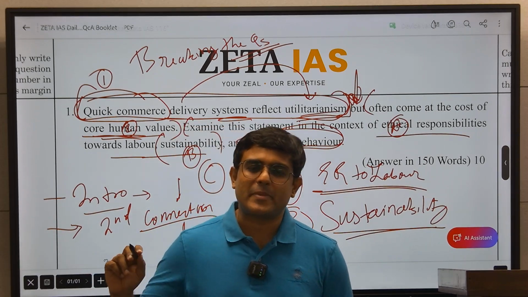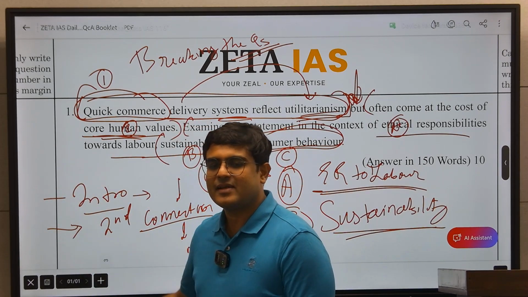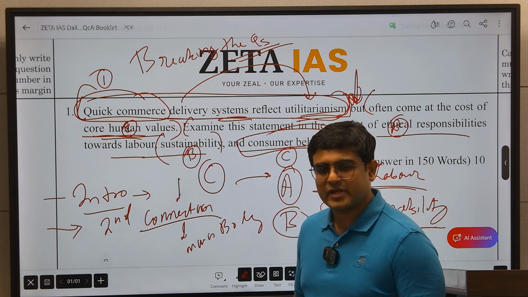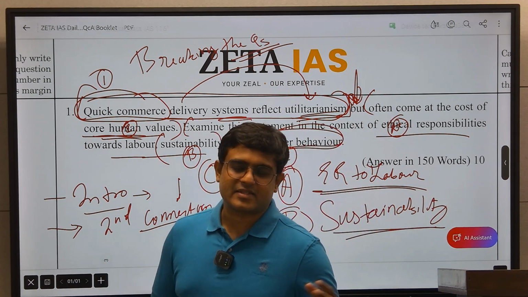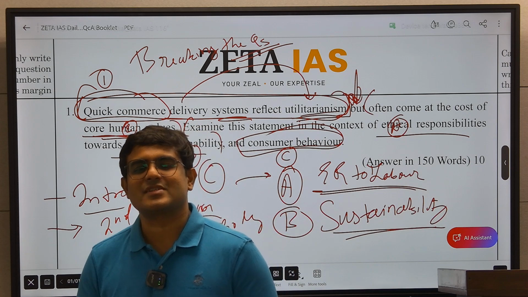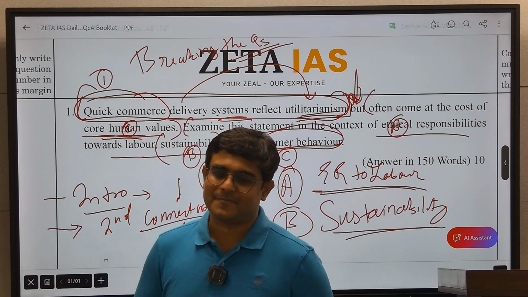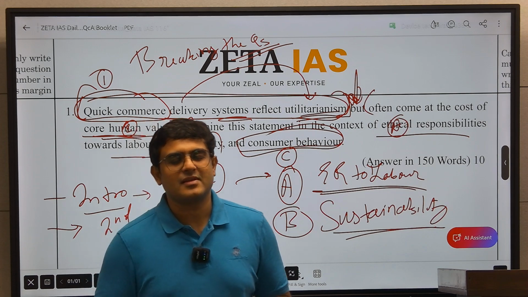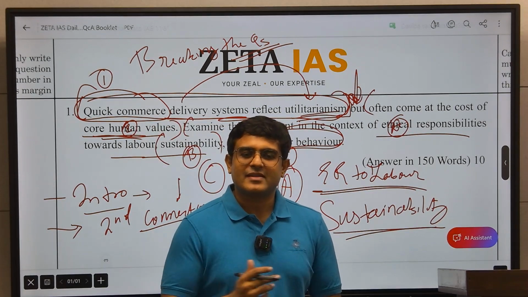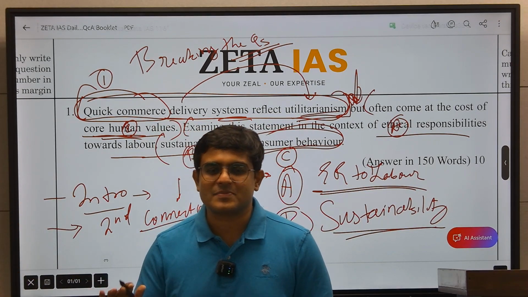That social capital building is missing in this model. Today one delivery person, tomorrow a third delivery person, next day a fourth. Where is the social cohesion and social capital? Even UPSC once asked a question on social capital in 2023. This social capital is missing in this model.